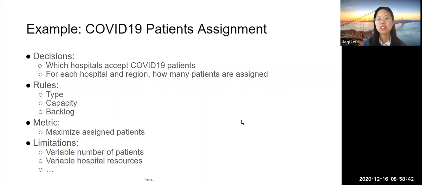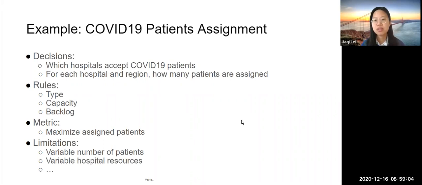I'm going to talk about one more example about how to use the optimization tool in the real world. This example is called COVID-19 patient assignment. It's a kind of supply and demand problem. As we all know, there is a disease called COVID-19. It spreads quickly and people are easily infected.